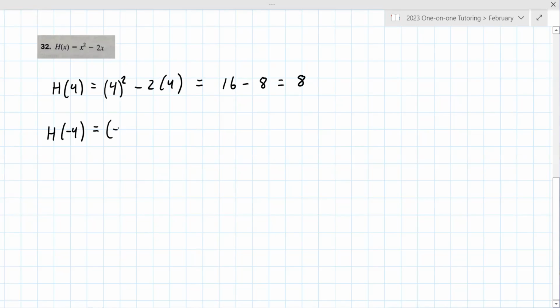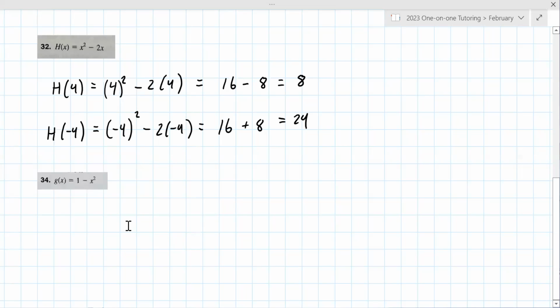It's super critical when you're substituting in for negative numbers to do that in parentheses. -4 squared is +16. -2 times -4 is +8. This equals 24. All right, let's take a look here. 34 is next. Let's take a look at 34. Really similar here. It's usually the negative numbers that are more problematic when it comes to substituting.